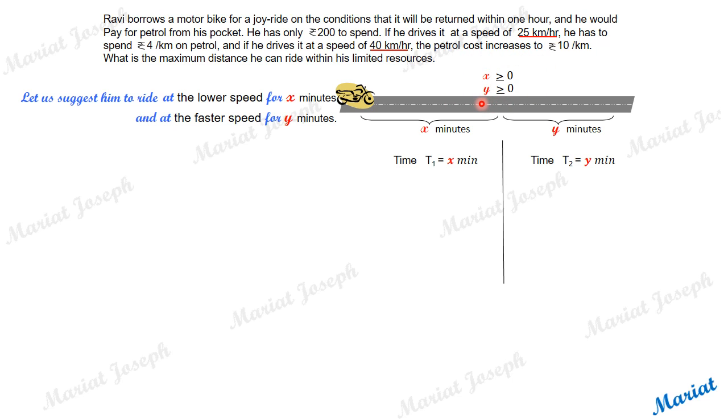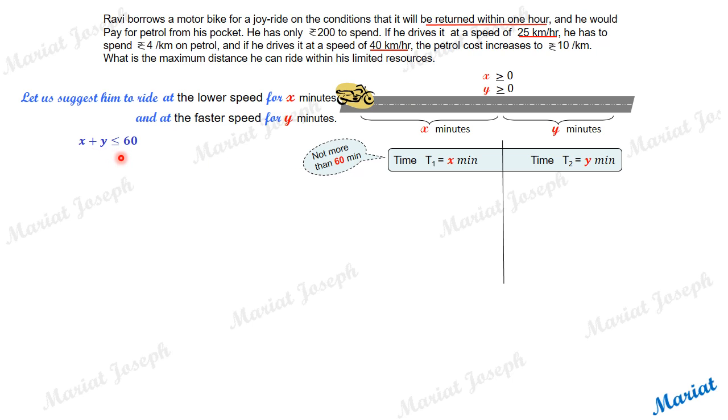Here, there are two segments of rides. In the first segment x minutes, in the second segment y minutes. The total time he would take is x plus y minutes, which cannot be more than 60. He has to return it in 1 hour. So, we can write this condition as the inequation x plus y less than or equal to 60. This is the first constraint that he has to maintain.